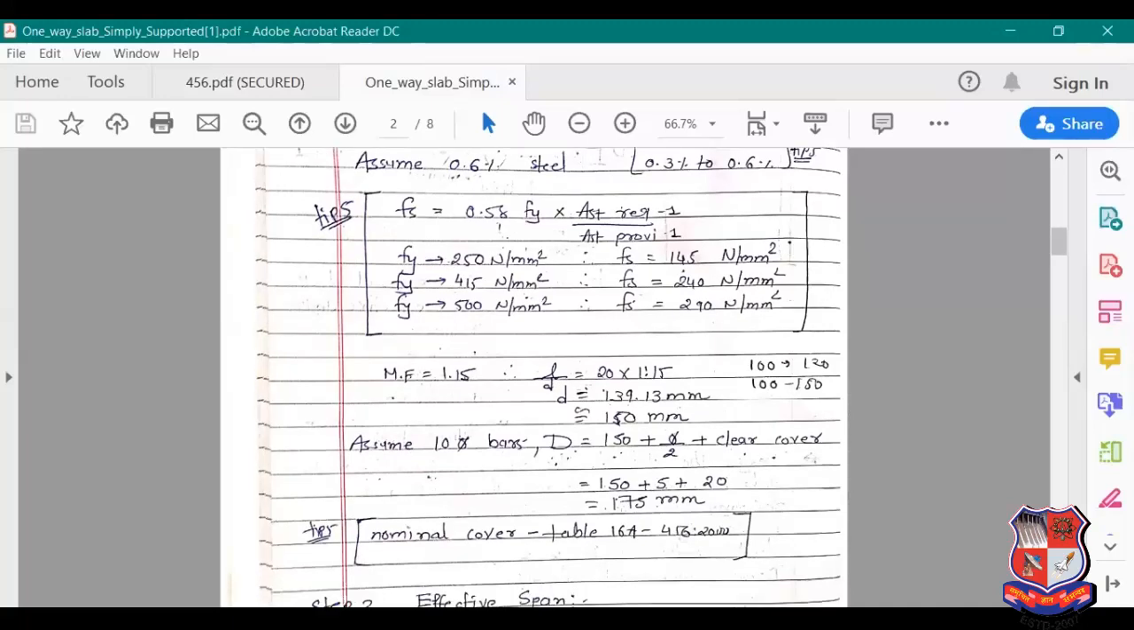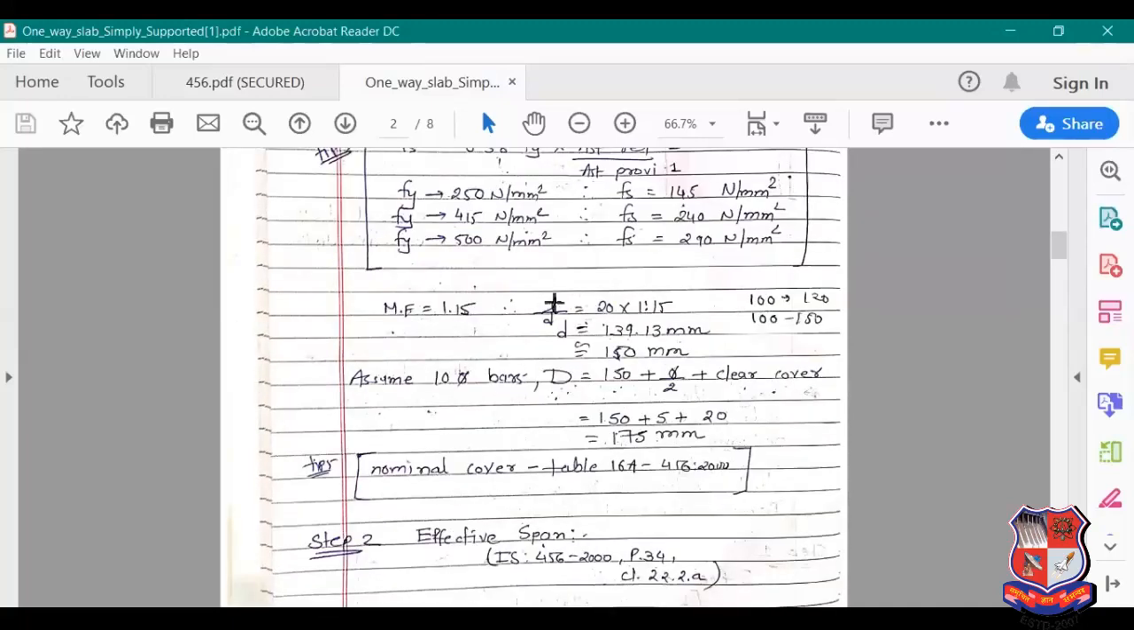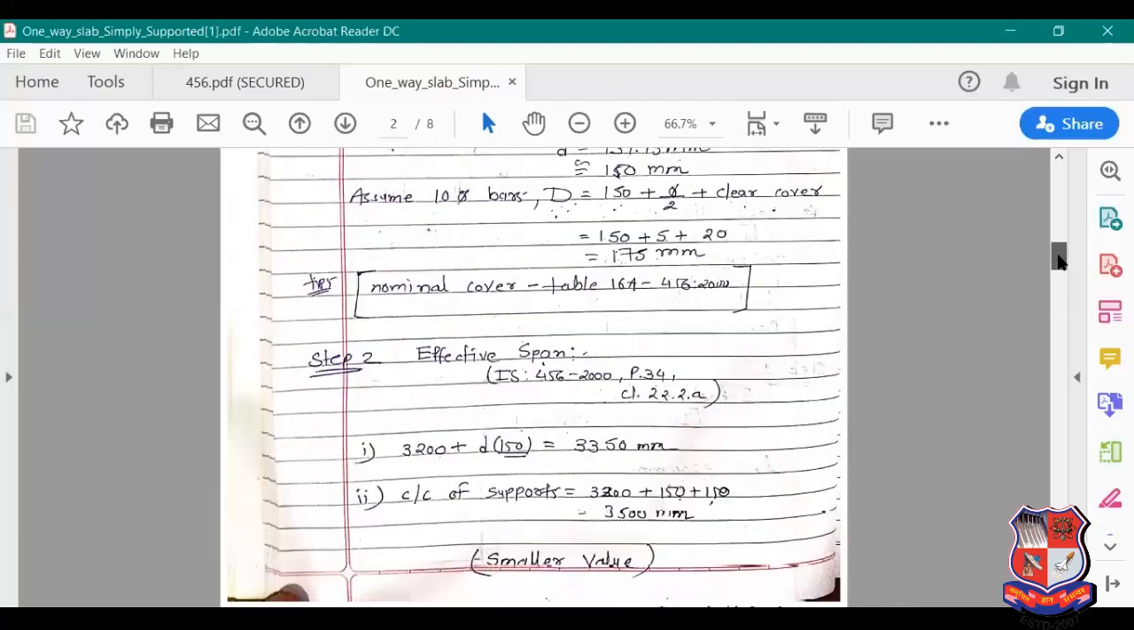Then after, let's have L by D, where L is the length, which we know, and D would be the effective depth. So we can find the effective depth. In the general way, the effective depth of slab would be 150 mm. It is a standard. If you have a fractional figure, you can convert it to a round figure such as 150, 120, 140, as you want. So assume 10 mm bars. We are assuming 10 mm bars for main reinforcement.